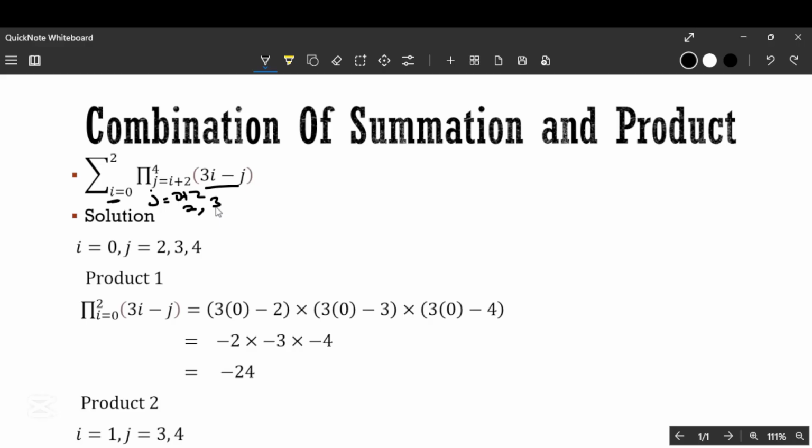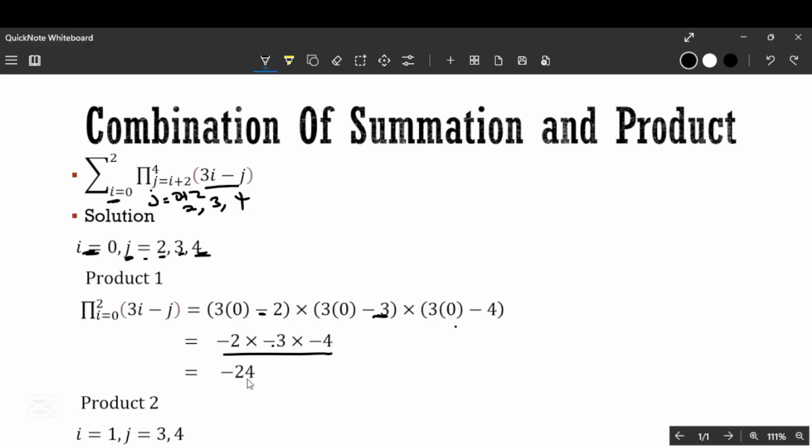So we substitute this into our relation. So 3i minus j. So the first one, 3 times 0 minus 2, 3 times 0 minus 3, 3 times 0 minus 4. 3 times 0 is 0, negative 2, so negative 3 for this, negative 4. And the multiplication of these three numbers gives us negative 24. Now we take the next part, so product 2.